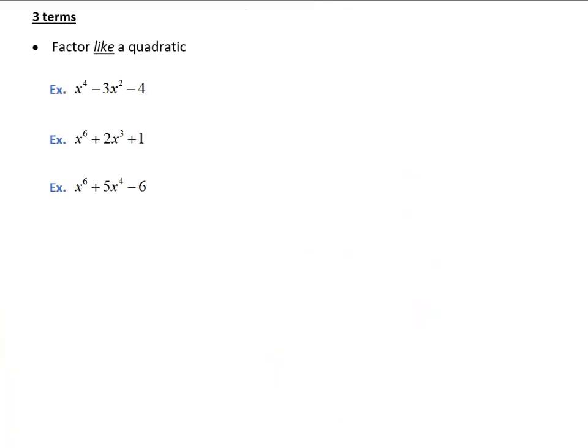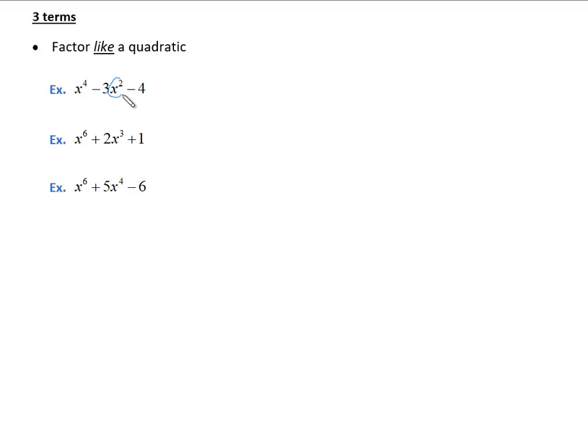Okay, let's check out our next examples. So what if I have 3 terms? If it's 3 terms, hopefully it's a quadratic, like the normal quadratics we've been factoring before, and we can factor those out like we've been practicing. But sometimes we do get a higher degree one, and if I have all 3 terms, like a quadratic would have, those trinomials, we can factor it in the form of a quadratic.